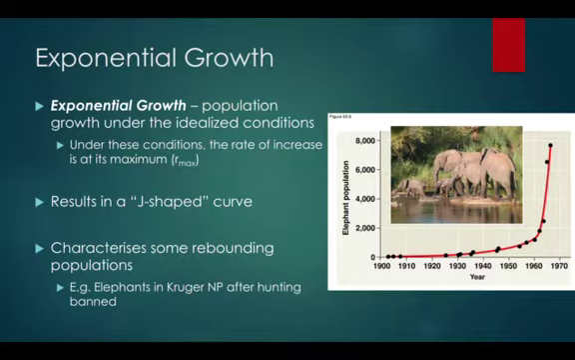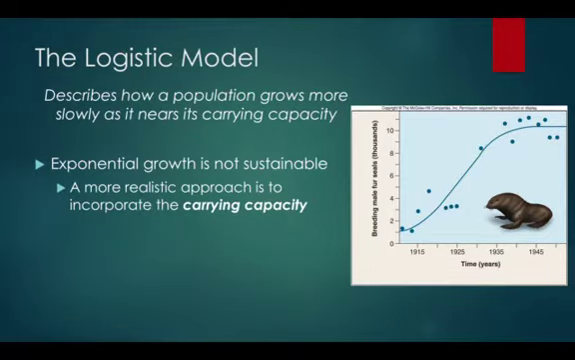So they had very low populations because they were over-hunted up until the late 1930s. And then there were some protective measures put into Kruger National Park, and all of a sudden the populations of elephants started to skyrocket. And so it resulted in this J-shaped curve. Their population experienced exponential growth because they no longer had the pressures of poaching.